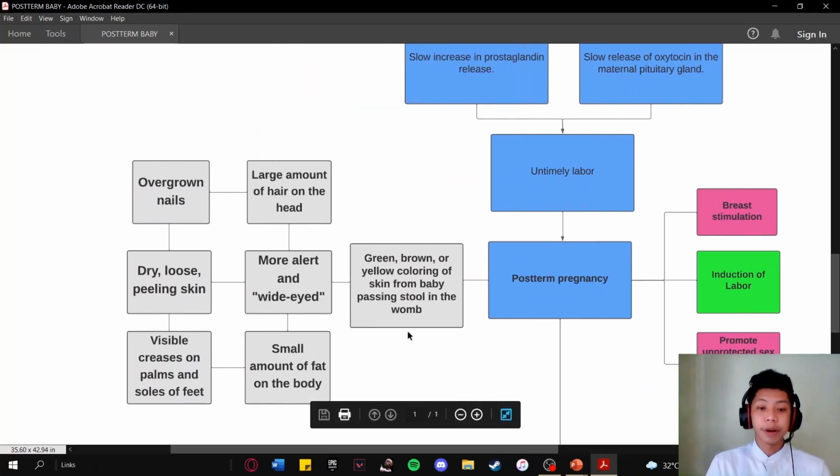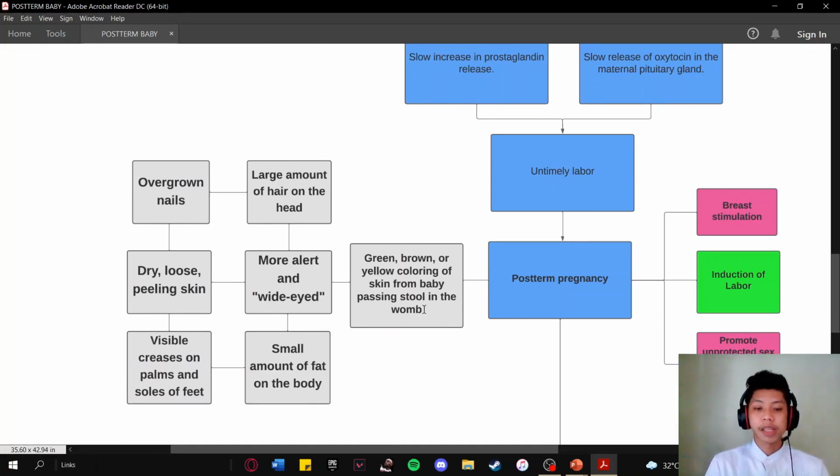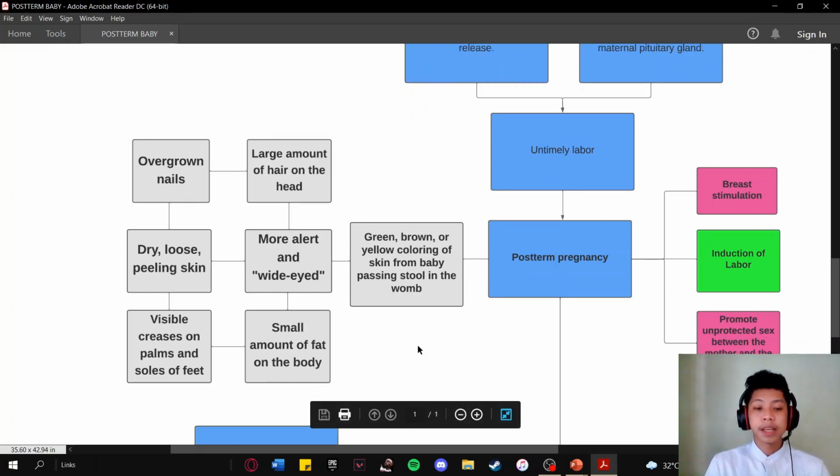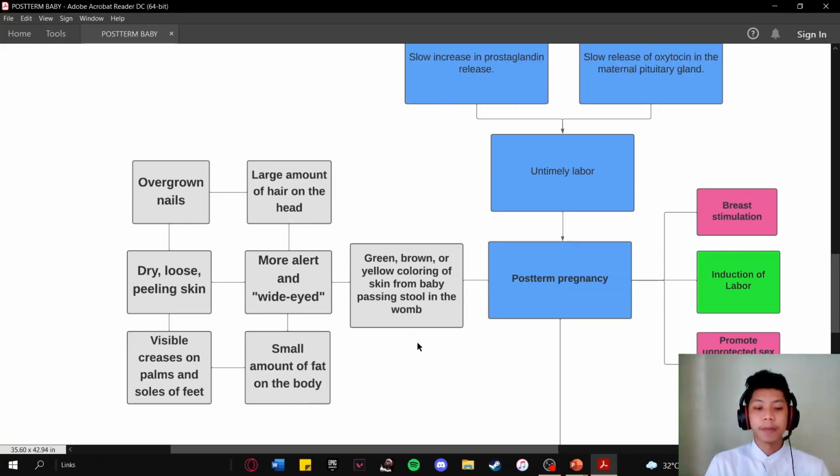Okay, so what are the signs of postterm pregnancy? When the baby is born, you can see a green, brown, or yellow coloring of the skin, which is from the passing of stool in the womb. There will also be a small amount of fat on the baby's body, since the fat in the baby's body has already been consumed for energy during postterm pregnancy. Also, postterm babies are more alert and wide-eyed.